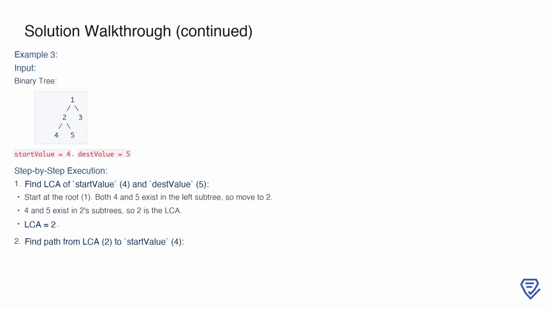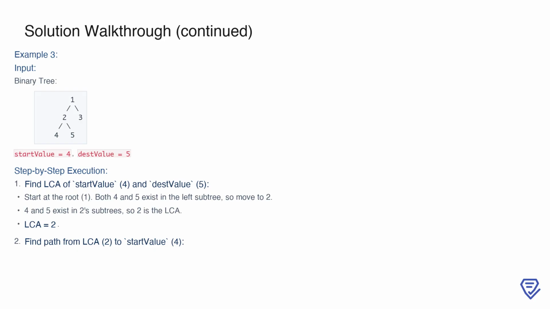In the third example, the binary tree has root node 1, and the target nodes are start value 4 and dest value 5. To find their LCA, we begin at the root. Both nodes 4 and 5 exist in the left subtree of node 1, so we move to node 2. Here, both 4 and 5 exist in node 2 subtrees, making node 2 the LCA.